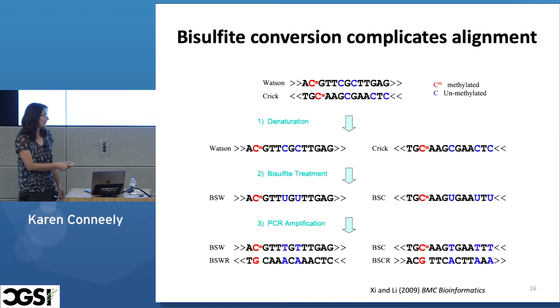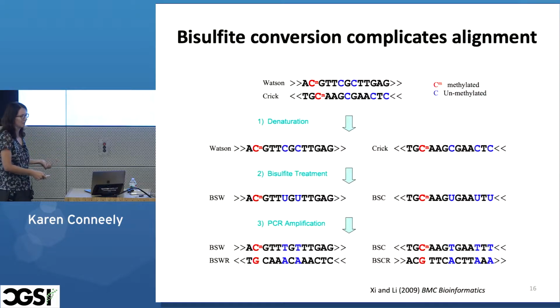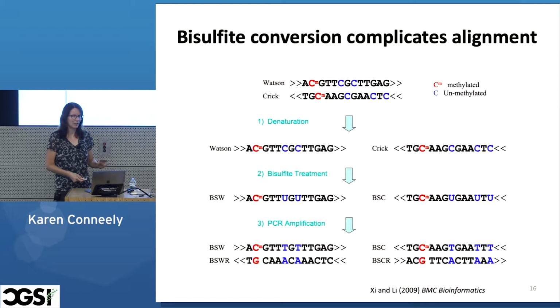The next thing that happens is PCR amplification. So complements of each of these strands get produced, and we now have 4 different kinds of strands hanging around. And so this is obviously a lot more complicated than the usual alignment. We're not going to be able to use the usual aligner. Just trying to naively align to the reference sequence would be a real problem.